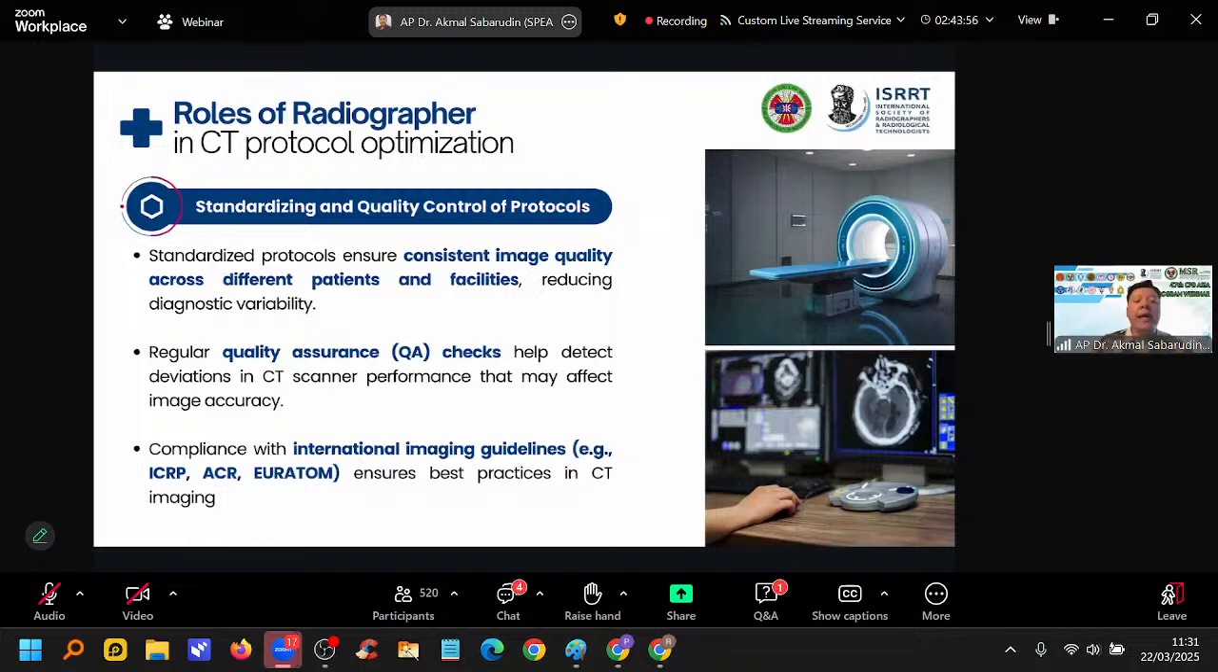And then compliance with international imaging guidelines, because there are international guidelines. For example, ICRP, the International Commission on Radiological Protection, or maybe you can refer to the American College of Radiology or Euratom, the European Atomic Energy Community. Every single professional organization designs and creates guidelines. It's not only about the protocol, it's about everything, about radiation safety, everything that you need to know as radiographers, to ensure the best practice in CT imaging.